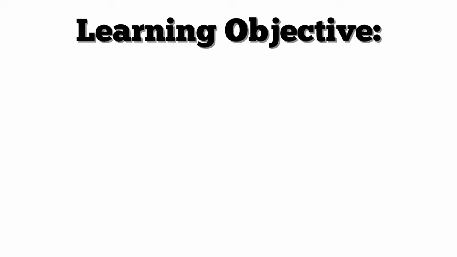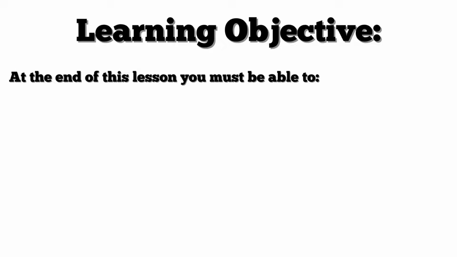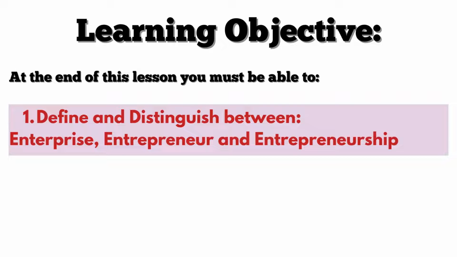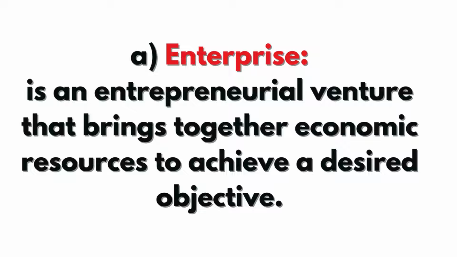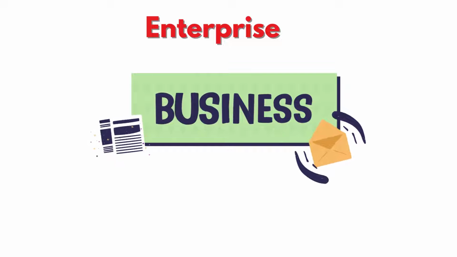We will only focus on one learning objective today. At the end of this lesson, you must be able to: 1. Define and distinguish between enterprise, entrepreneur, and entrepreneurship. That is our learning objective for today. Enterprise is an entrepreneurial venture that brings together economic resources to achieve a desired objective. An enterprise is a business.